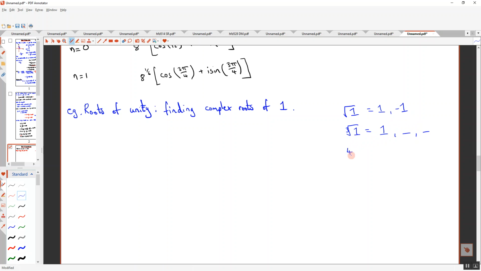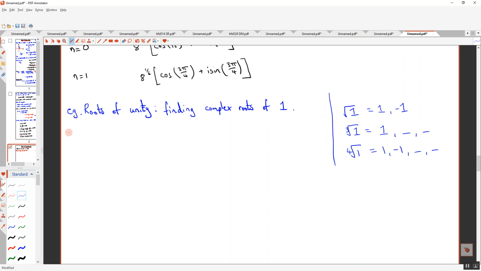What about the fourth root of 1? 1 and -1, but I have to have 4 roots, so there's going to be another 2 complex ones, okay? So this is where this gets interesting, because we can work out these complex roots using this method, okay?